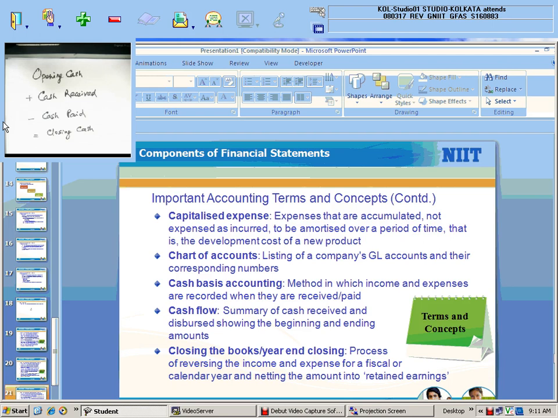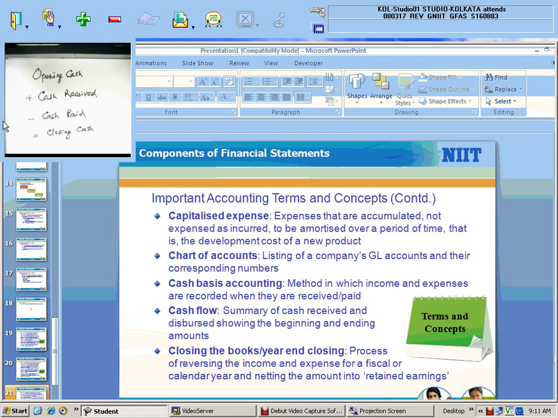Then comes another term called closing the book, or year-end closing. Closing of the books of accounts, or the year-end closing. During this process, the income and expenses accounts will be reversed. All income and expenses accounts will be reversed, and the amounts will be netted into retained earnings.